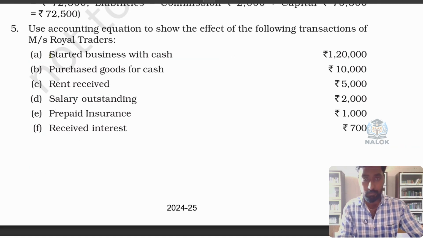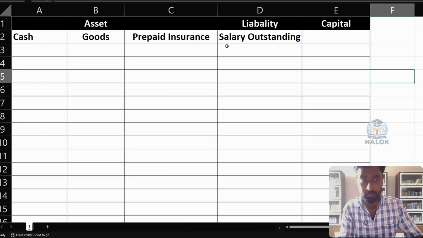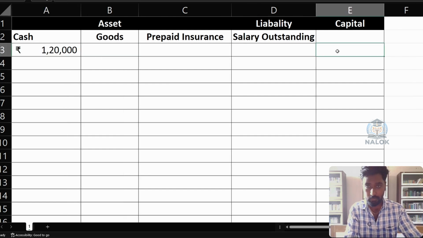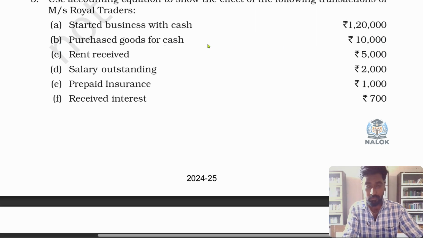So they're starting a business with cash worth of 1,20,000. So let's enter that in the cash section. So 1,20,000. So the capital is going to be 1,20,000 as well. Purchased goods for cash worth of 10,000.